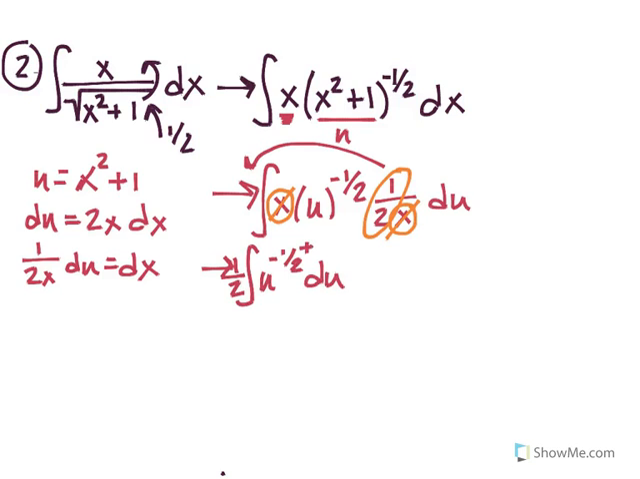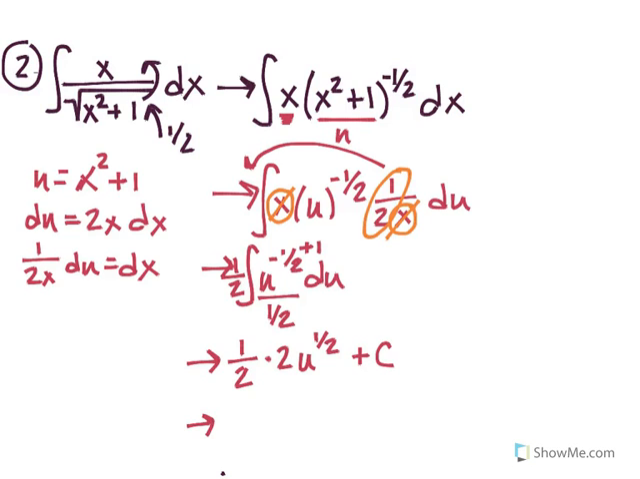So we're going to add 1 here and divide by that sum. Negative 1/2 plus 1 is positive 1/2. So that's going to be 1/2 times, now when you divide by 1/2, it's the same thing as multiplying by the reciprocal of 1/2, in other words 2. So the dividing by 1/2 is just going to become a 2. And then u to the positive 1/2, that's a positive square root, mind you, plus c.